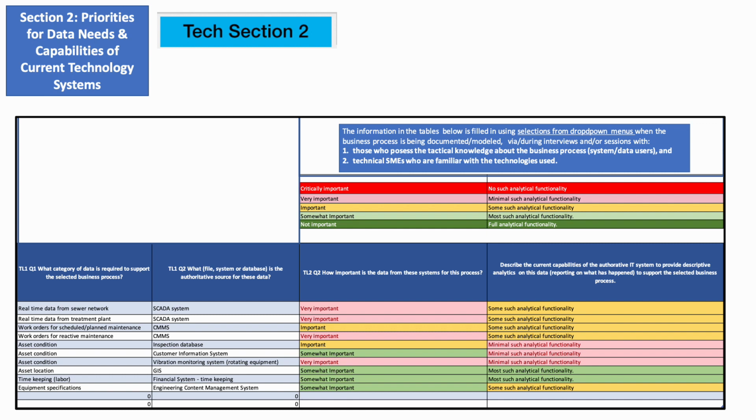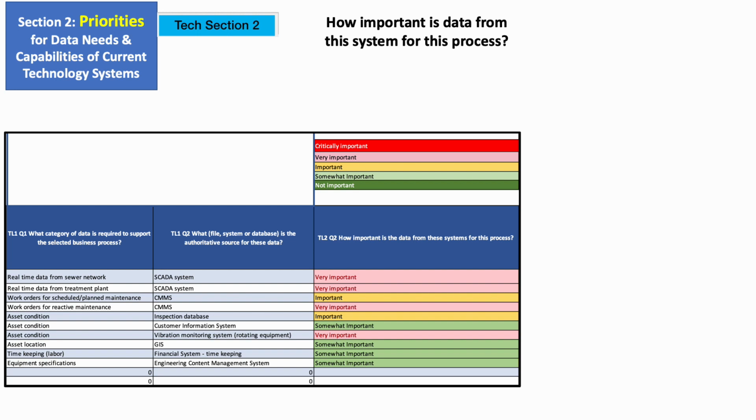Section 2 of the worksheet addresses the priorities for data needs and the current analytical capabilities of existing IT systems. Under the first question in this section, participants estimate how important is each category of data for the successful execution of this business process. This information will be helpful in differentiating between the data that is nice to have from the data that is critically important for the business process.